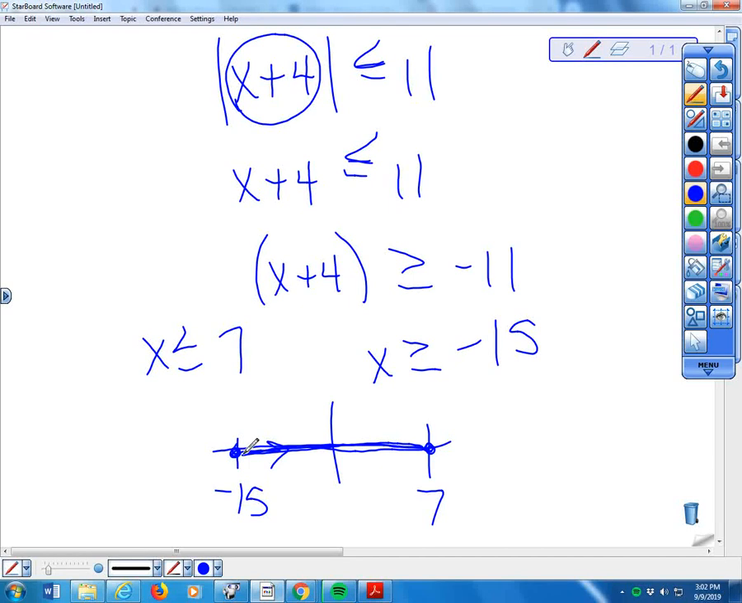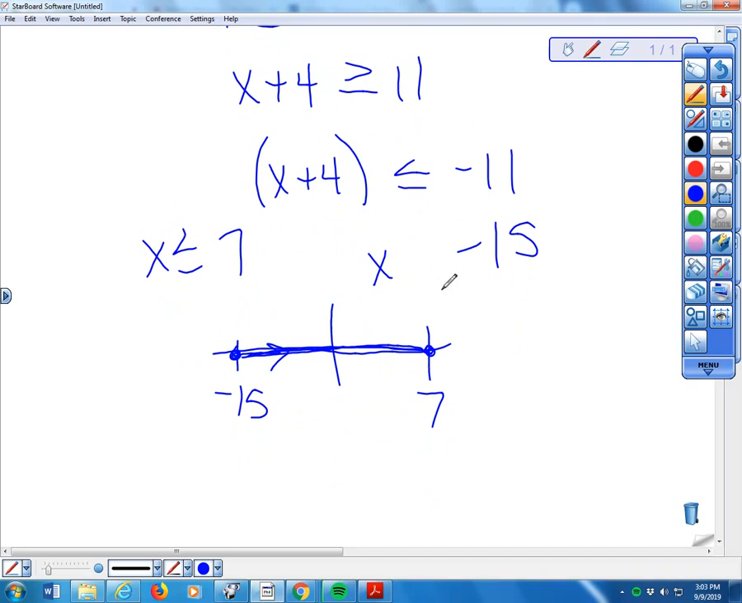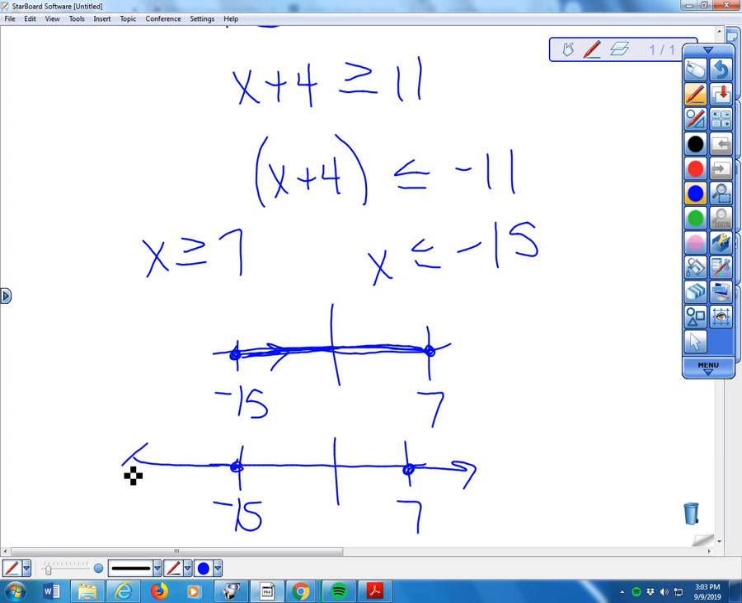So what you might think when I switch this to greater than or equal to, this becomes greater than or equal to here and less than or equal to here. So when I graph that, I flip these. Greater than, less than. It can't be both. It can't be both greater than 7 and less than negative 15. So this is an or inequality. Okay?